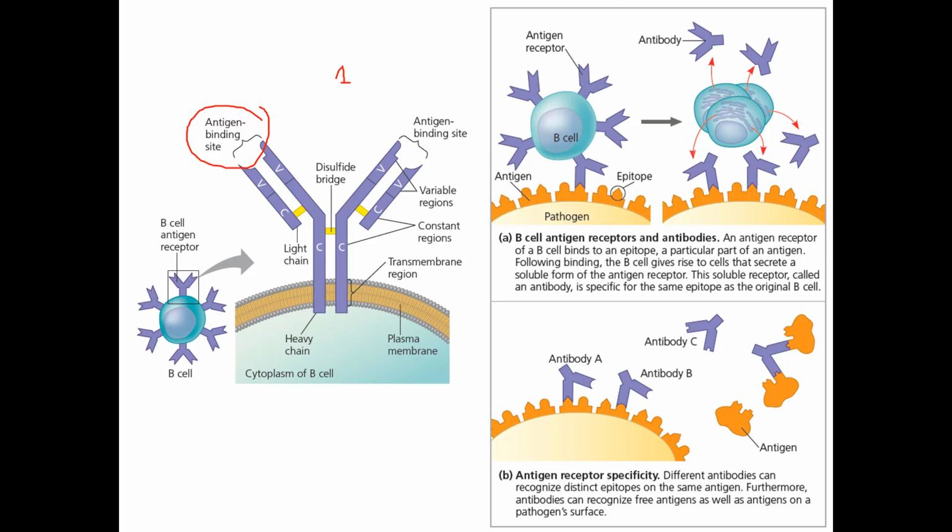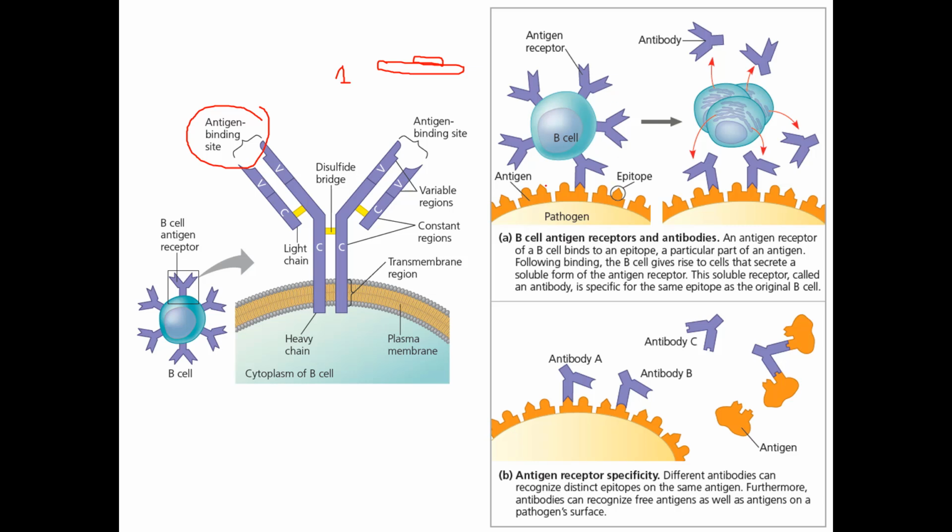Another important thing to note about the antigen receptors is that they are very specific. So a B cell will only produce one kind of antigen receptors. As you can see, this B cell has antigen receptors whose structures are the same. So it will recognize only a particular kind of epitope. So what is an epitope? An epitope is a small region of the antigen which is recognized by the B cell receptor.